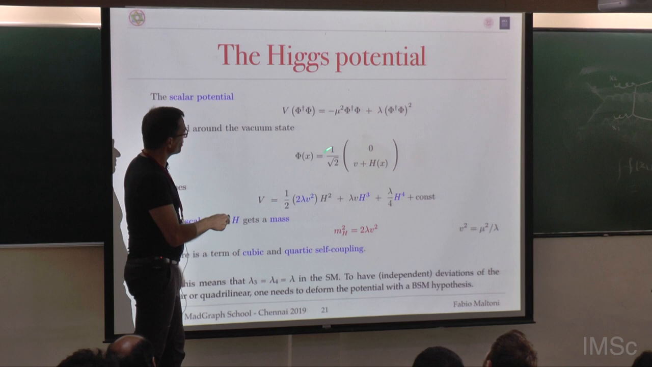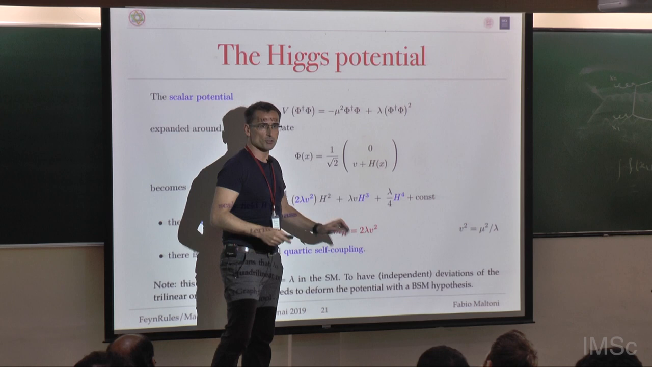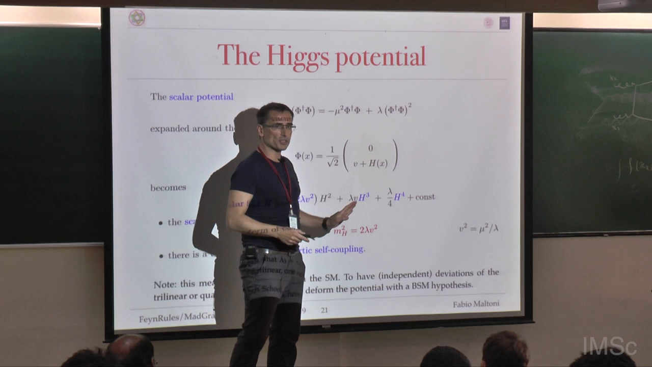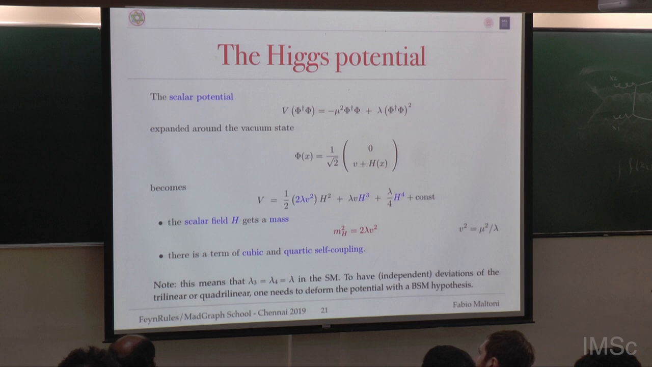So again, I go back to the potential. I rewrite my potential around the minimum, and I find something interesting: that the mass, as I said, depends on lambda and v. So I can trade lambda for mh, and I'm done. And then also, that the trilinear and quadrilinear couplings of the X are equal to lambda and are fixed. There is no freedom whatsoever to play with the self-couplings of the X once I know its mass.